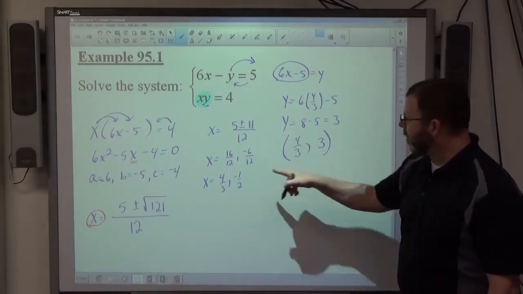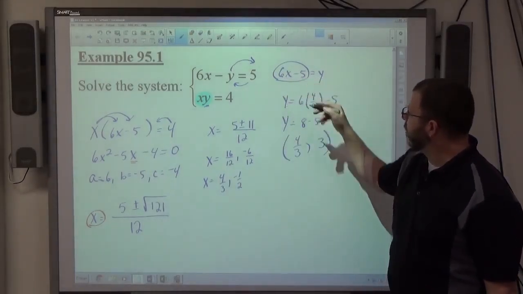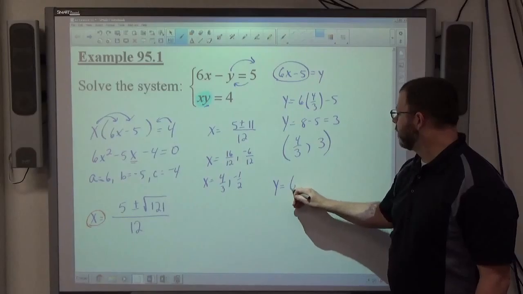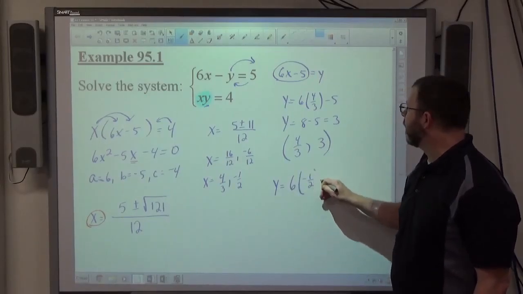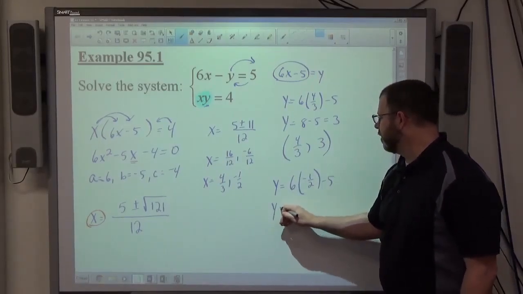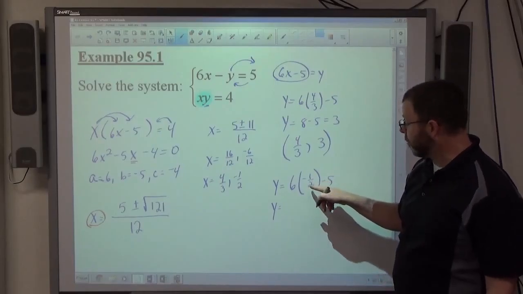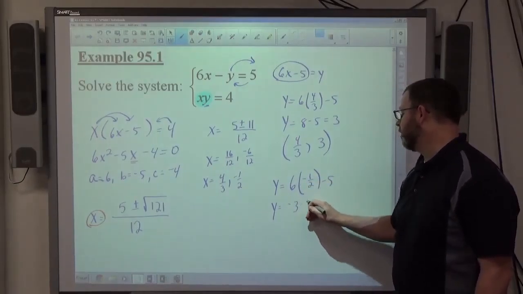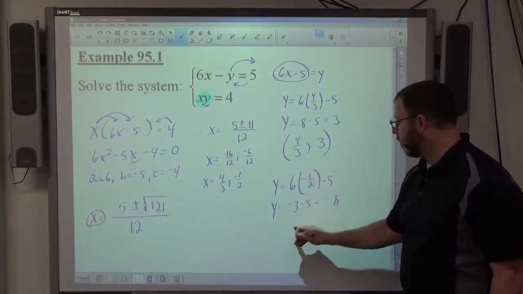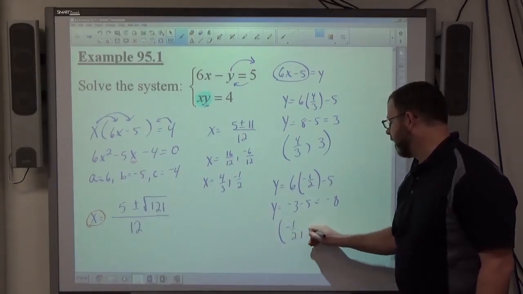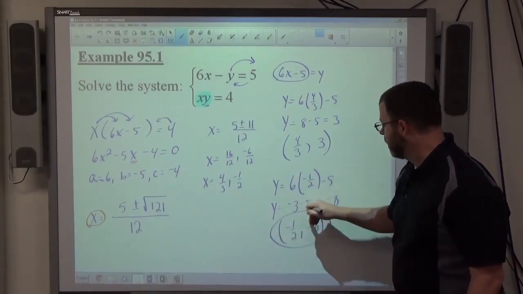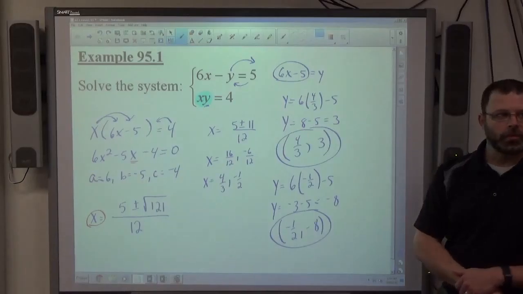The second ordered pair, x equals negative a half, y equals this. So y equals 6 times the x value we found minus 5. So y is equal to half of 6, which is 3, negative. So negative 3 minus 5, which equals negative 8. Negative 1/2 went in. Negative 8 came out. And those are my answers.